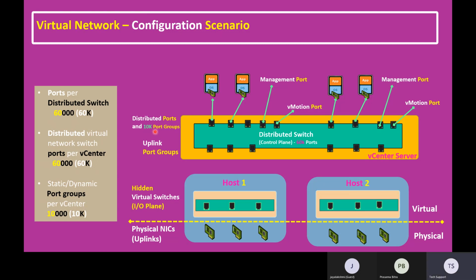Now we can talk about the control plane and management plane. Control plane is taken care of by the DV switch, and the management plane is taken care of by our management port. Most of the time our management plane is mainly at the vCenter level. These points we will discuss in more detail in the following slide.